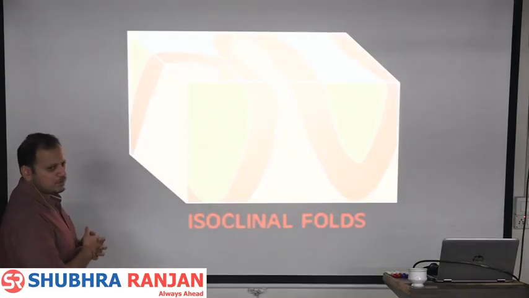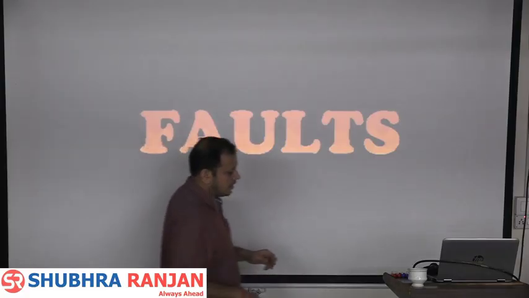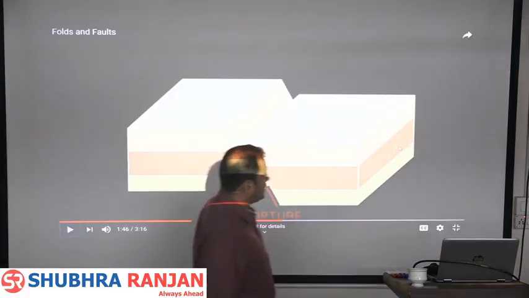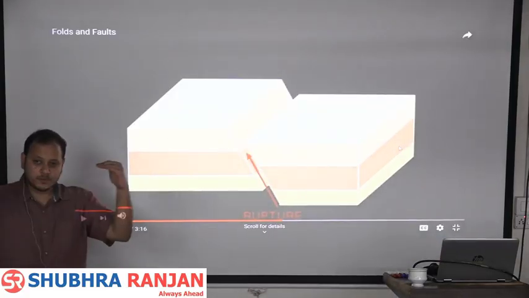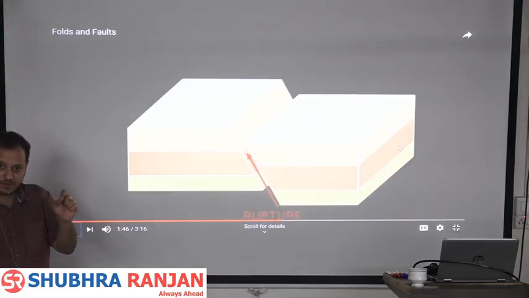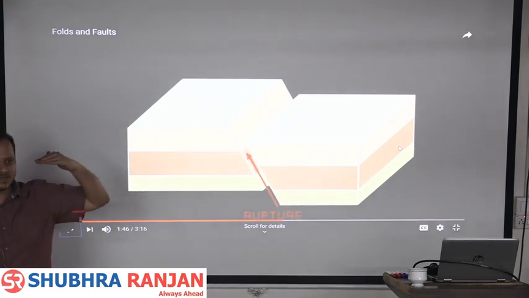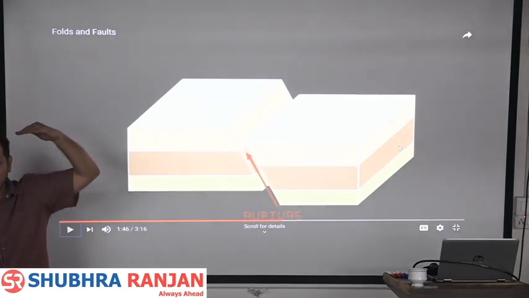There are different kinds of folds. This we do in GS, not in the optional. Now when anything is pulled, pulling is tension, this is compression. When anything is pulled, there is a rupture or fracture on the surface of the earth. Obviously if somebody pulls this bone, it will fracture. And after the fracture, it will not lie straight. Some part will go up, some part will go down.